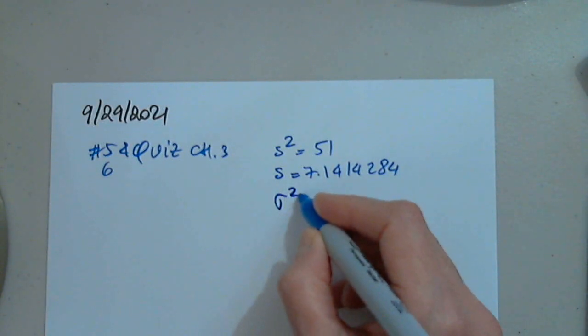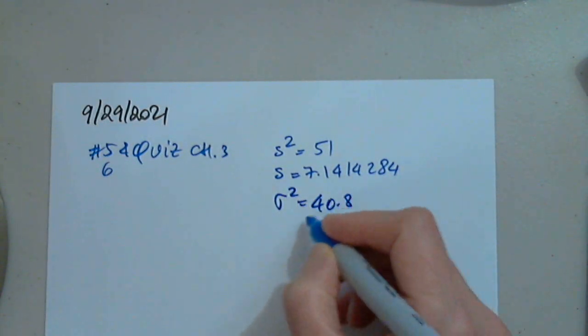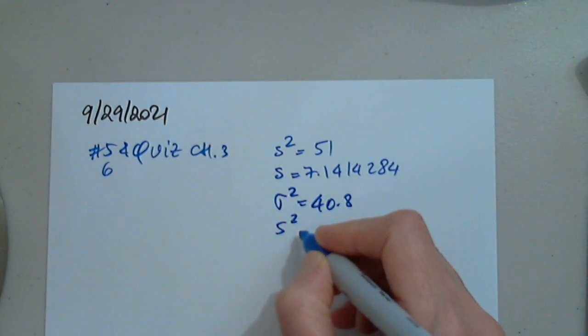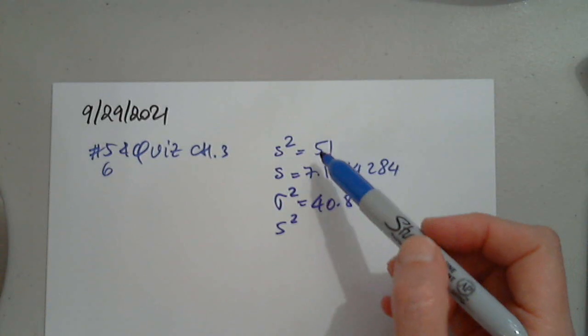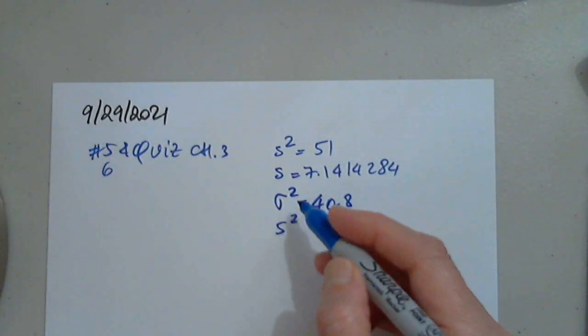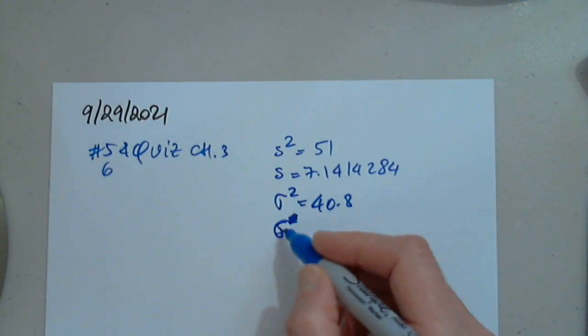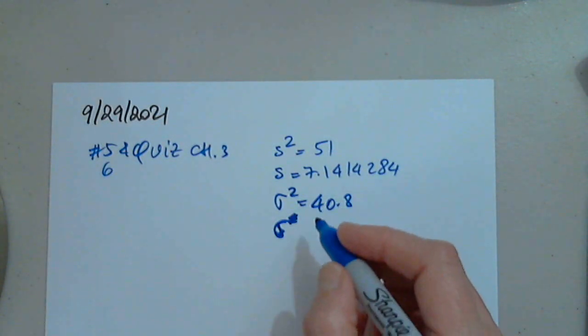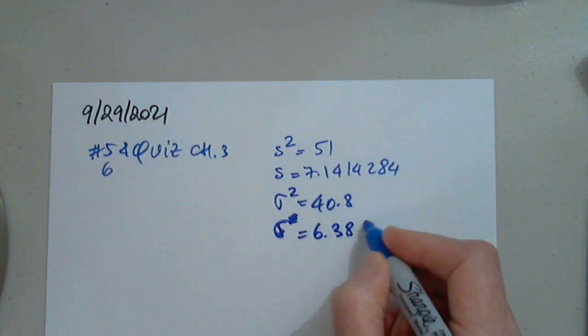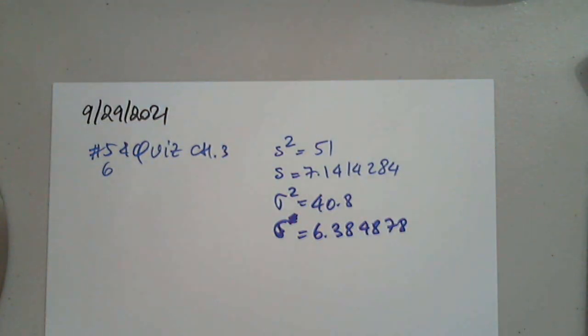So I'm going to copy those two. Sigma squared, 40.8, and S squared. So the variance and the standard deviation, sigma squared and sigma. Sigma squared, the variance, is 40.8, and sigma is 6.384878. Okay, so now, where am I? Where did it go?